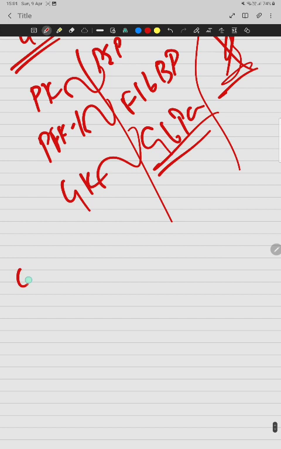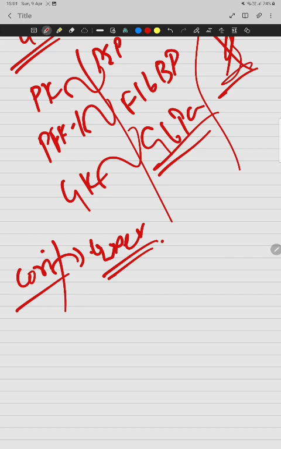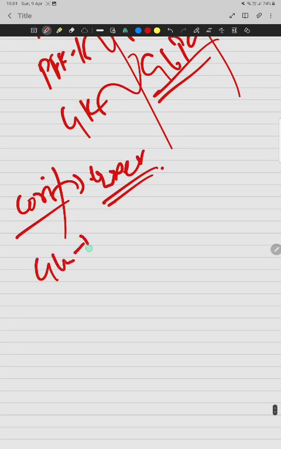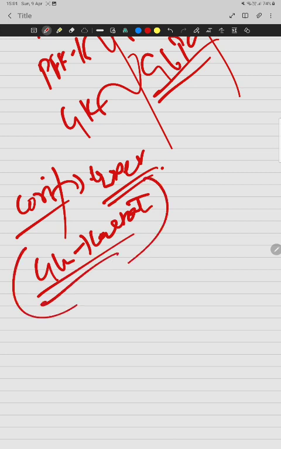Okay, so next, coming to your Cori cycle. For Cori cycle, always remember Cori is a child that is exercising. Okay, so Cori is exercising. So this is between your glucose and lactate. This is the equilibrium between your muscle and your liver, that is it.